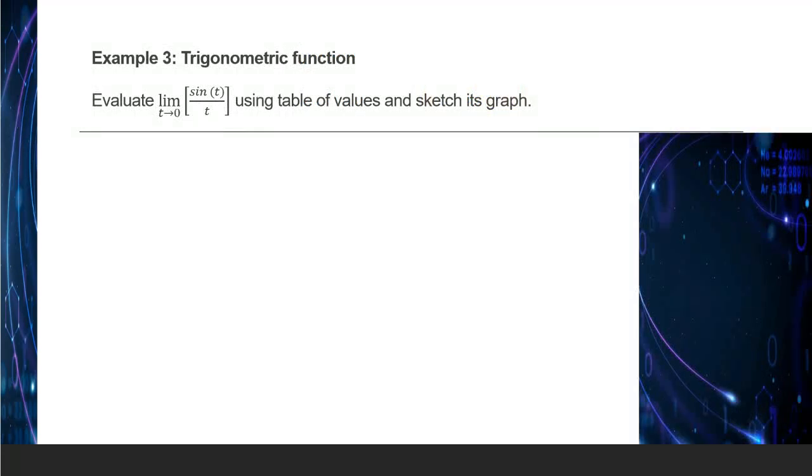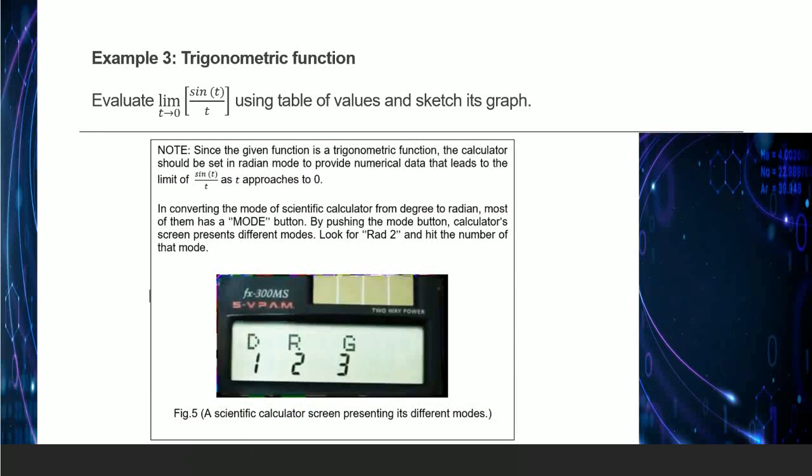Example number 3 for trigonometric function. We're going to evaluate the limit of sine t over t as t approaches 0 using a table of values and sketch each graph. Okay, so let's have this reminder in solving trigonometric functions. Since the given function is a trigonometric function, the calculator should be set in radian mode to provide numerical data that leads to the limit of sine t over t as t approaches 0.